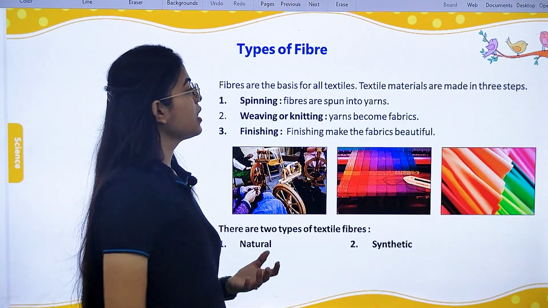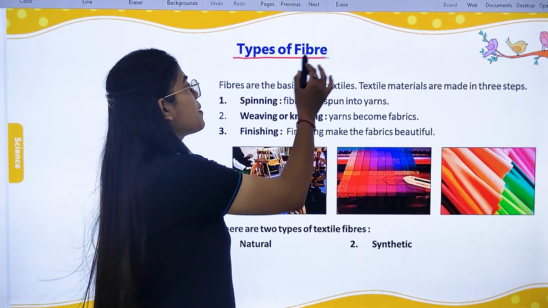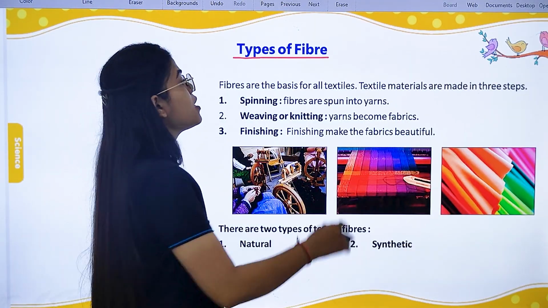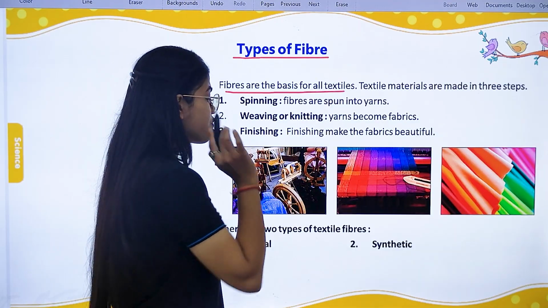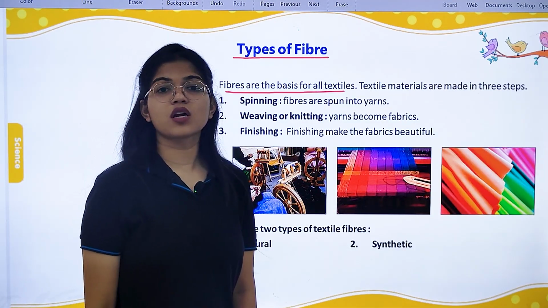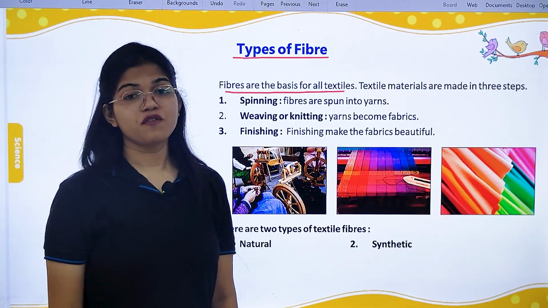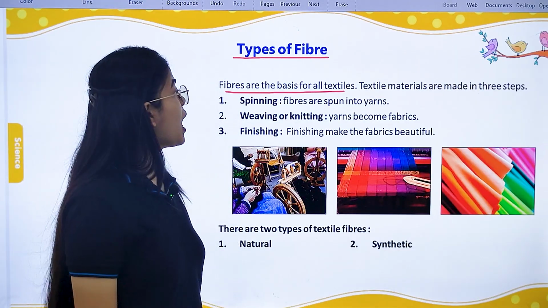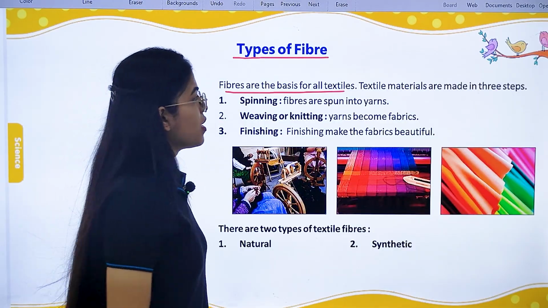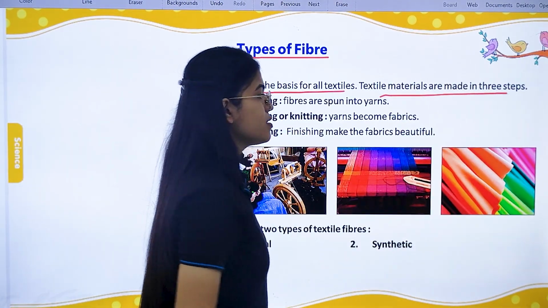Okay? Then, next we have types of fiber. So first of all, students, you must know what fibers are. Fibers are the basis for all textiles. All the different types of textiles or the clothes which we wear or which we make, they are made up of what? Fibers.